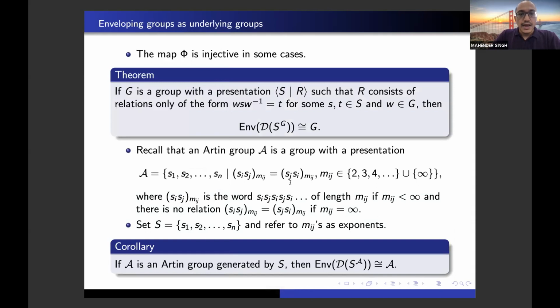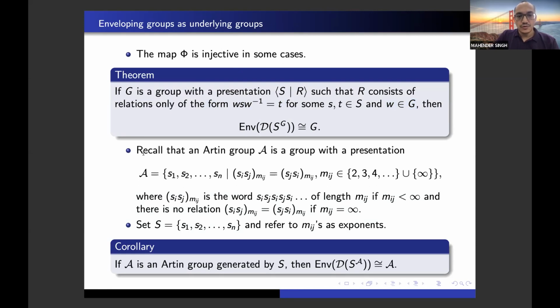Okay, and in fact, the map turns out to be injective in some cases, and the cases are as follows. If you take a group with a presentation such that the relations are only of the conjugation type, that means if S and T are two generators, the only relations are that W S W inverse is T for some element W in G. Then, in fact, the enveloping group is precisely the group G.